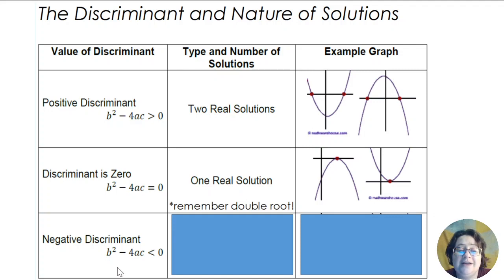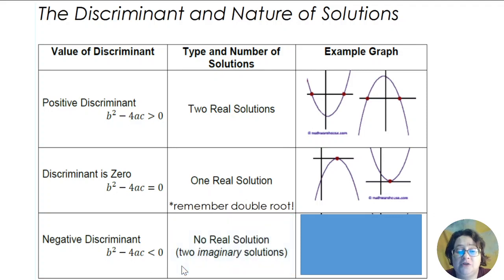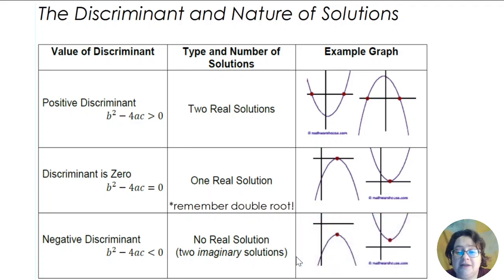Now, if we have a negative discriminant, b squared minus 4ac is less than 0, then that would mean you're taking the square root in the quadratic formula of a negative number. And that means you would have two imaginary solutions, or no real solutions. And that would be where our graphs look something like this, where the parabola never touches the x-axis.